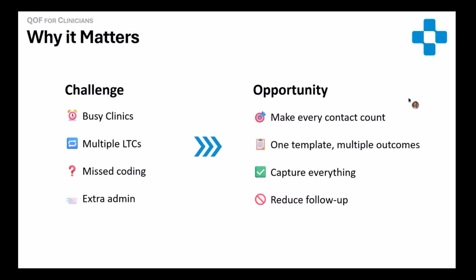Then there's reducing your follow-up. One of the key things here is do it once, and if you do it properly, then you're not going to be generating another recall in 3 weeks' time. So really, that's the framing for today. It's less about chasing those points and more about doing the work that you're already doing in a way that gets captured first time. With that in mind, let's look at what has actually changed for 26-27.